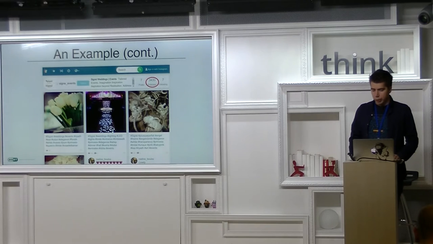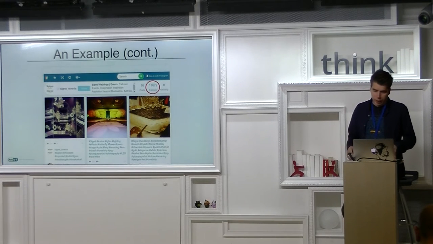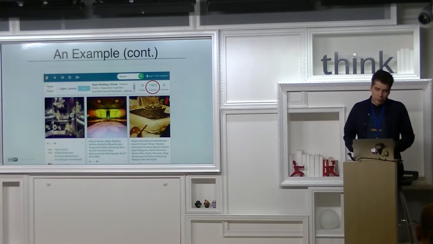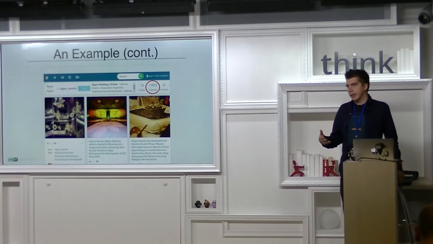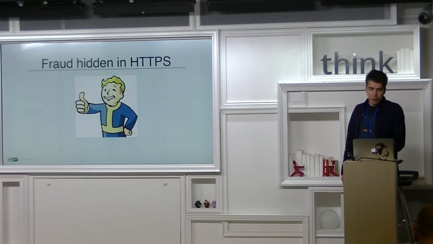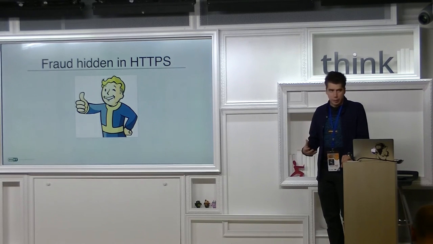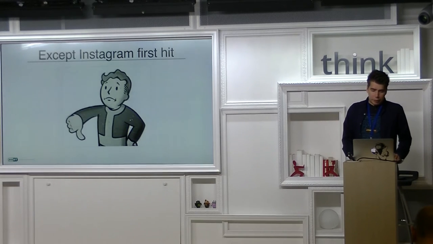And then one week after, we went from 3,000 followers to 11,600, adding a few pictures and following one new account, and still no big internet presence. So for us, it was, we did the best we could, but enough evidence to assess that it's probably a botnet that is used to do social media follows, like views and stuff like that. So fraud hidden in HTTPS, good job, because this really makes our job of assessing impact and convincing people it's important harder. The proof is not as strong as it could be. Except Instagram first hit. Sorry, guy, you forgot this one.